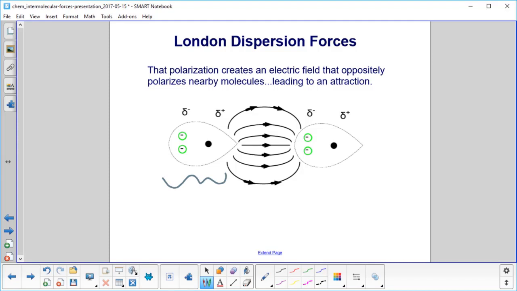If that's near another molecule, it's going to polarize them because you have a slight positive charge here. So the molecule over here, the electrons will get attracted there, leaving it with a delta minus and a delta plus on the other side. And then once you have plus here and minus here, you have Coulomb attraction. So the polarization creates an electric field. This molecule is creating an electric field that oppositely polarizes this molecule, and then you have an attraction between the delta plus and the delta minus of each molecule.